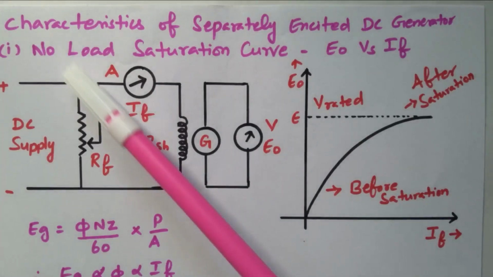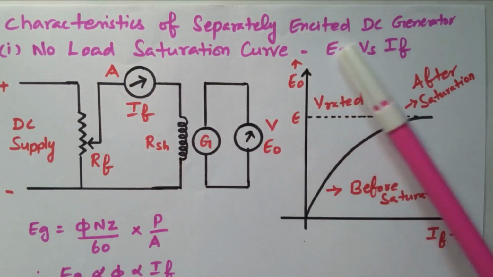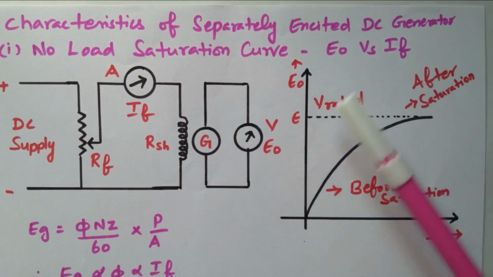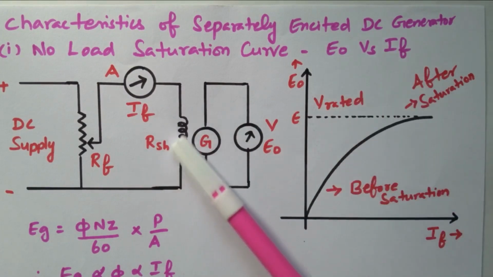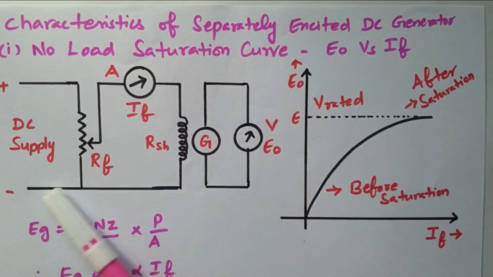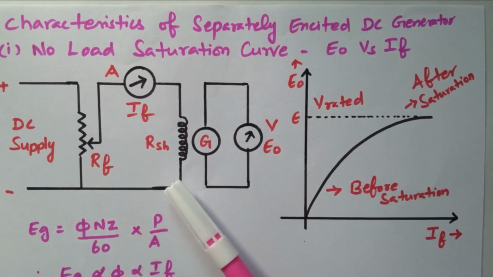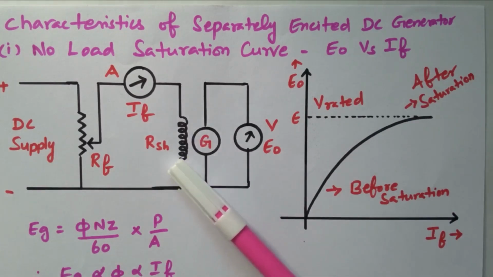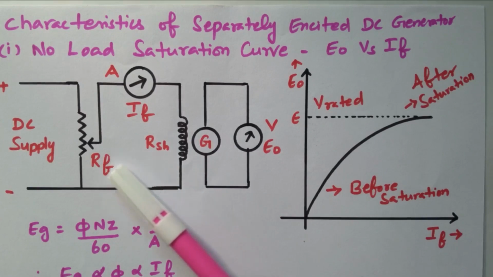Now we will see the characteristics of a separately excited DC generator. We know that there are two types available, separately excited and self-excited. This one is separately excited, that is, the field coil is excited separately. The two major parts in the DC generator are field and armature. This is the armature, this one the field. The field is excited separately, that's why it is called a separately excited DC generator.